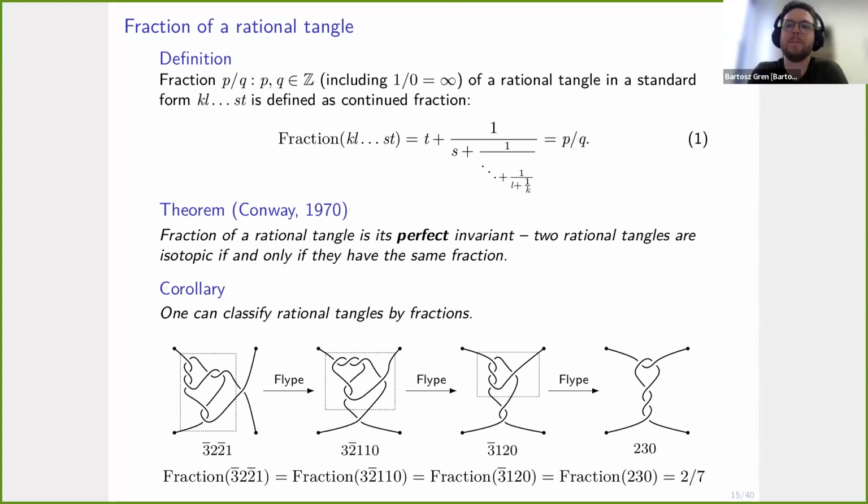So if we have a rational tangle, by using the continued fraction formula, we can calculate the tangle fraction. As you see on the bottom, it's not easy to see how to perform these operations, how to rotate these rectangles in your mind. But we can just calculate the fraction of each of these tangles. All of these fractions are equal to 2/7, and we know that these tangles are isotopic.